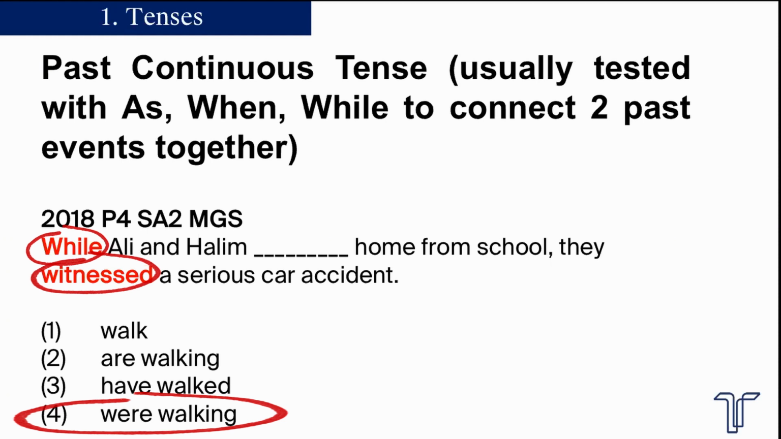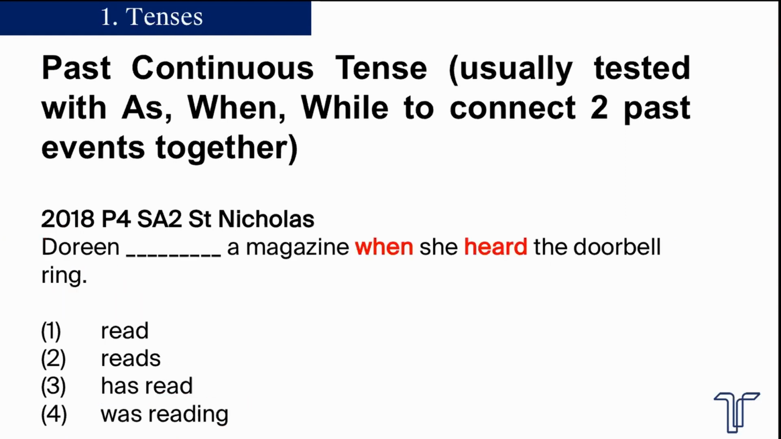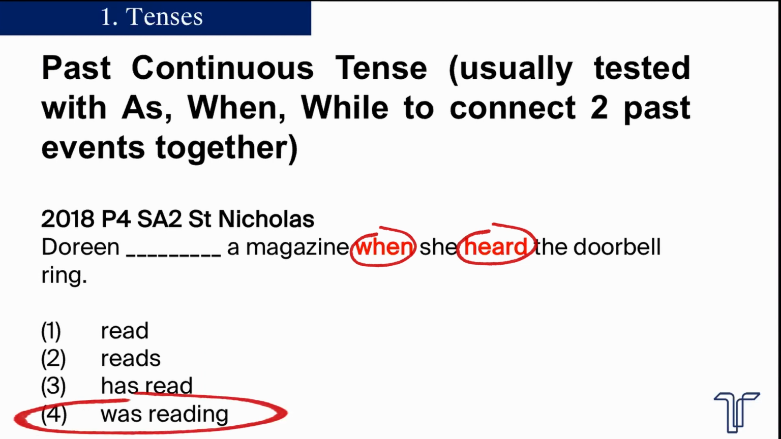It's always a pattern that you can highlight, always comes out together in this way. Okay. To make it clearer to you, let's look at the next question. All right. The other way that this past continuous tense will be tested is when you see the word when. When something was happening, then you heard the doorbell ring. So in this example, Doreen was reading a magazine when she heard the doorbell ring. Okay. It's always a pattern.